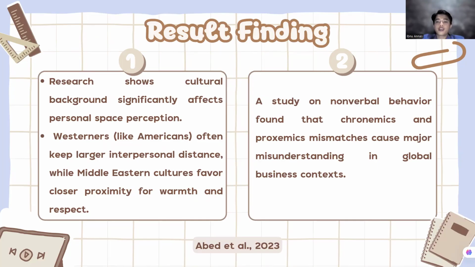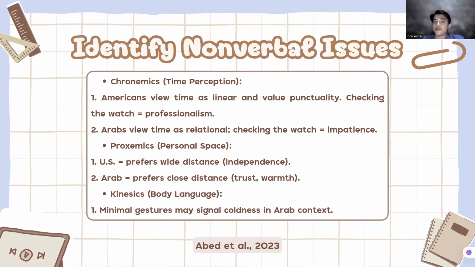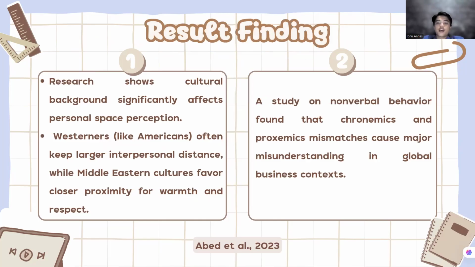So that's why Middle Eastern culture favors closer proximity, for warmth and respect, to get their trust and their work. A study on non-verbal behavior found that chronemics and proxemics, which I mentioned before in the non-verbal issues, cause major misunderstandings in a global business context. The study that I found is by Abbott et al., 2023.